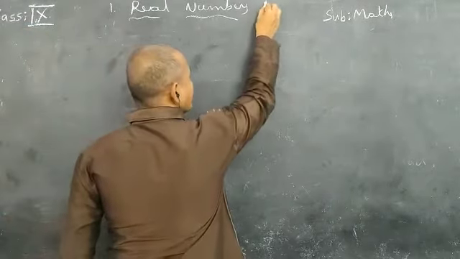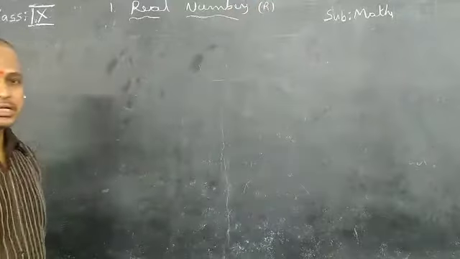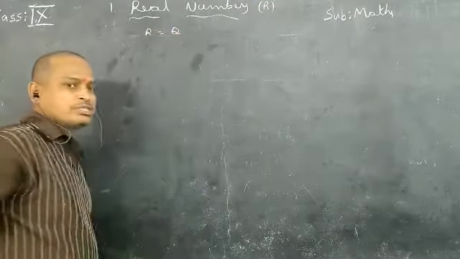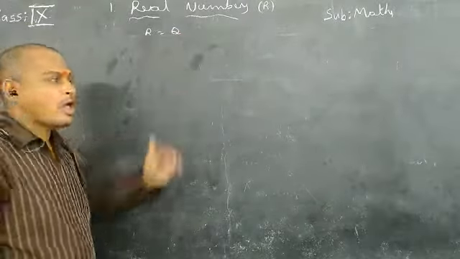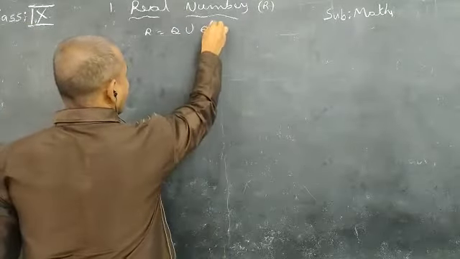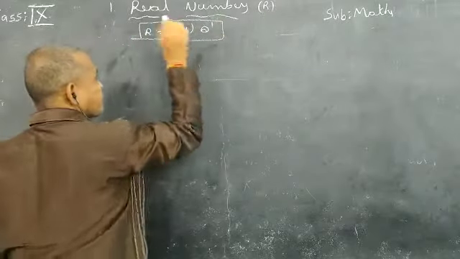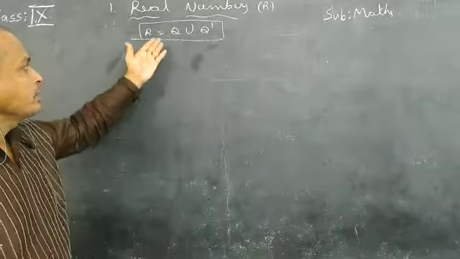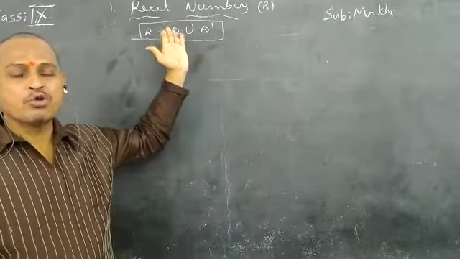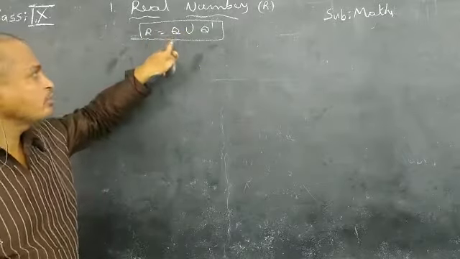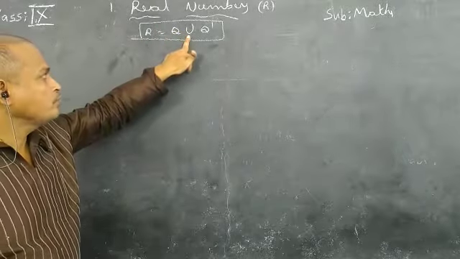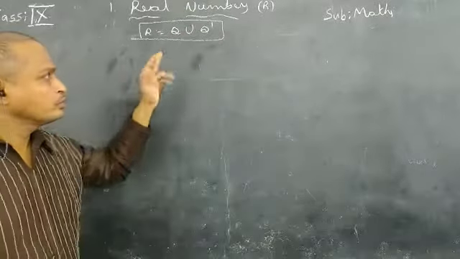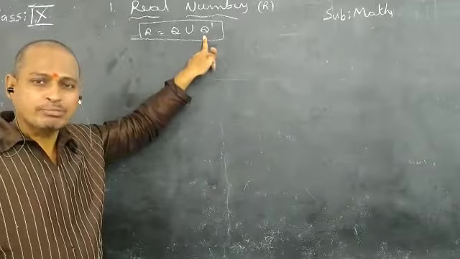Real numbers are denoted by the symbol R. R is equal to Q union Q dash, where Q is the rational numbers and Q dash is the irrational numbers. What is a rational number? A number that can be written in p by q form is called a rational number. It is denoted by the symbol Q. The symbol U means union, and union means combining.